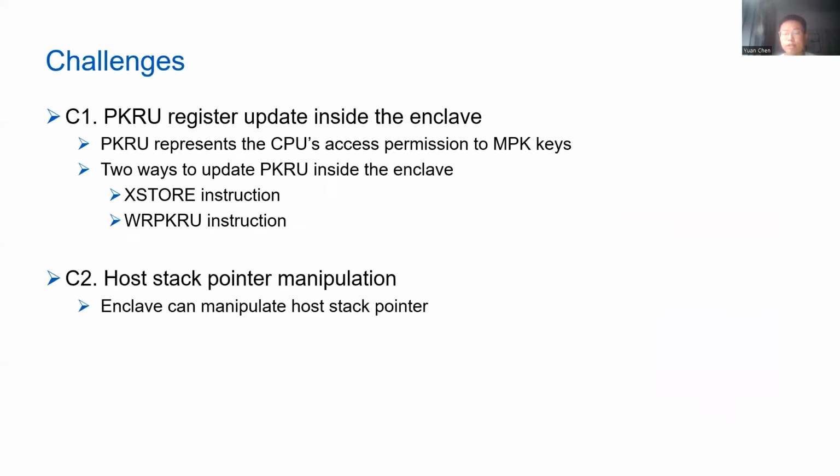However, there are still two challenges to solve so that our enforcement cannot be bypassed. The first challenge is to block PKRU register updates inside the enclave. The PKRU register represents the CPU's current access permission to MPK keys. The second challenge is to prevent the enclave from manipulating the host application's stack pointer.